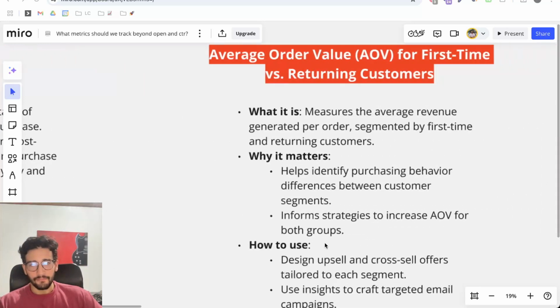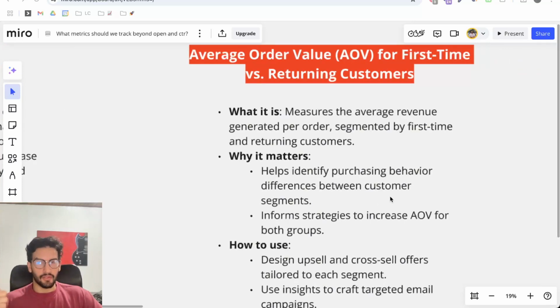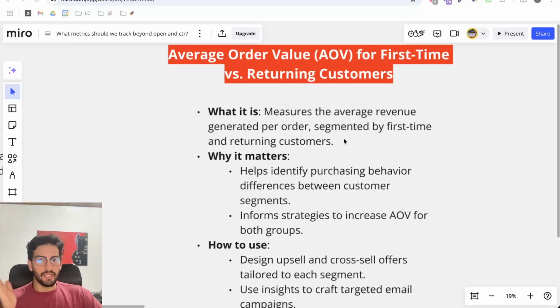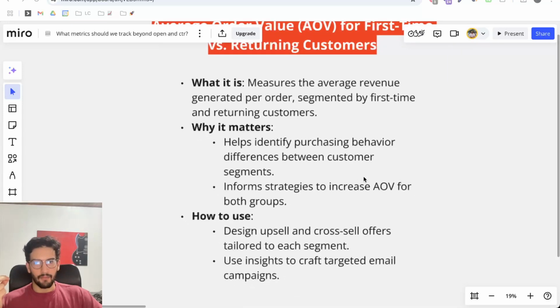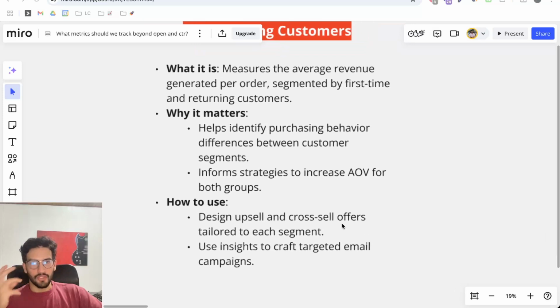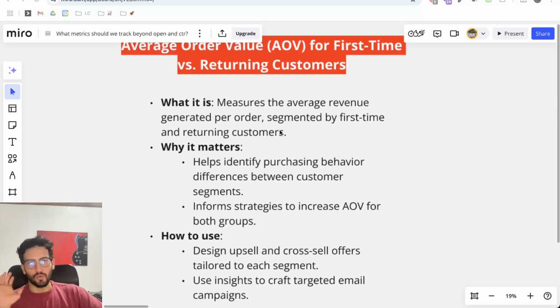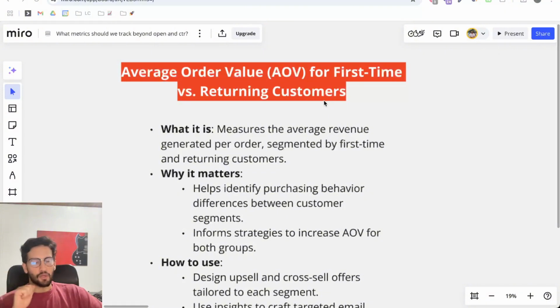Okay, moving on, we've got AOV for first-time versus returning customers. What it is, it measures the average revenue generated per order, segmented by first-time and returning customers. Why it matters, it helps identify purchasing behavior differences between first-time purchasers and returning customers. So it allows you to put together strategies to increase AOV for both groups, right? So how to use it? Design upsell and cross-sell offers tailored to each segment, and use those insights to craft targeted email campaigns for those two segments, which again are first-time and returning customers.